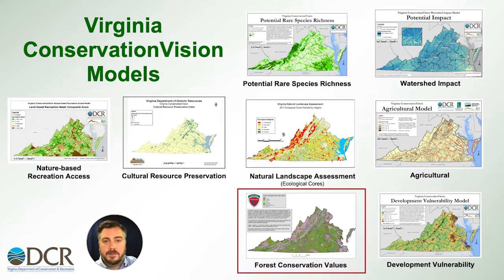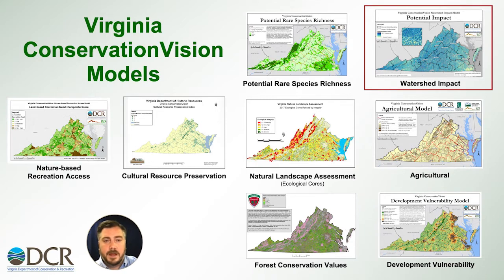The Forest Conservation Values Model is a tool designed by the Virginia Department of Forestry to strategically identify the highest priority forest land for conservation in Virginia. The intent is to maximize the efficiency of limited resources by focusing conservation efforts on the highest quality, most productive, and most vulnerable forest lands statewide.